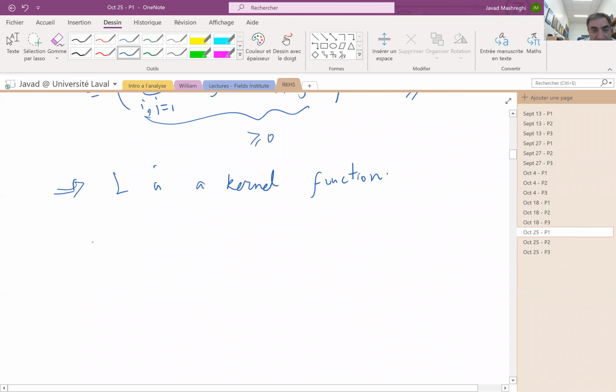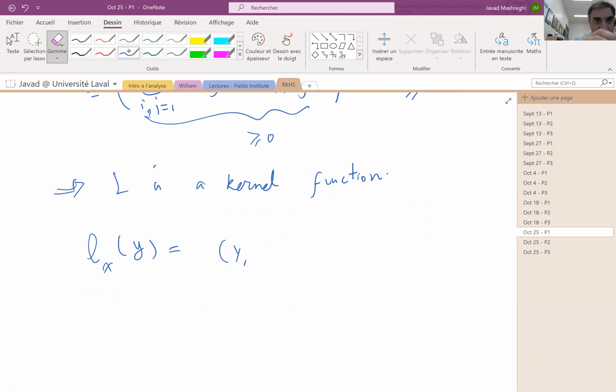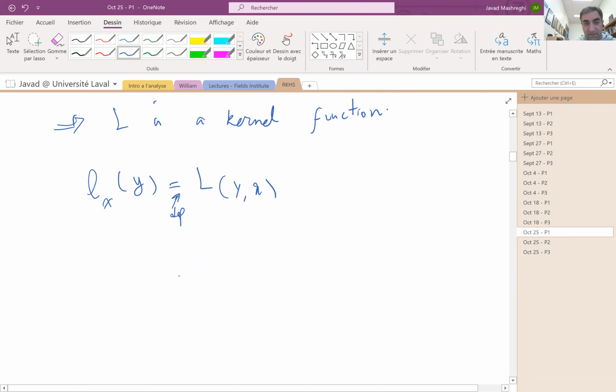And note that little l of x, which is defined by the formula L of y and x. That's the definition. So this is the definition of little l of x. And by assumption, this is k bar of y and x. So this is assumption.